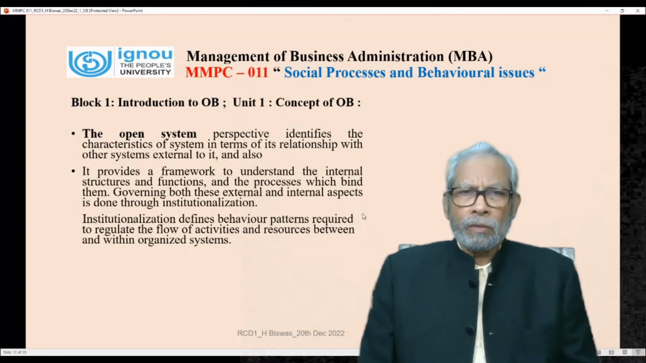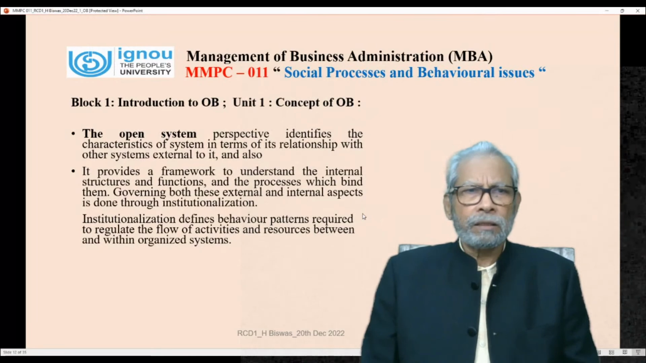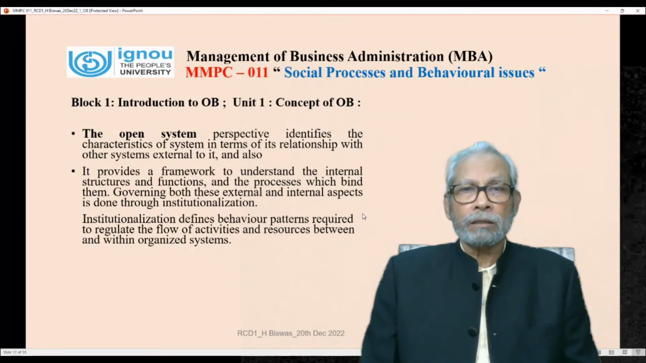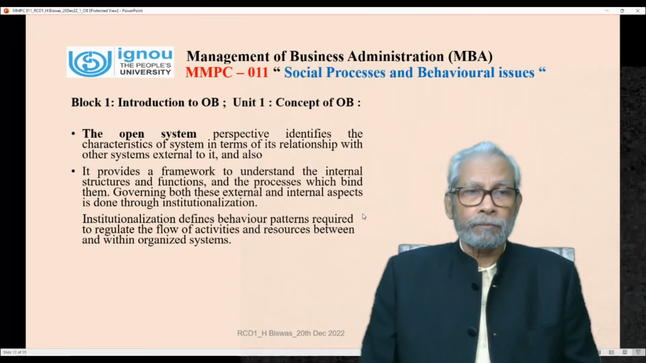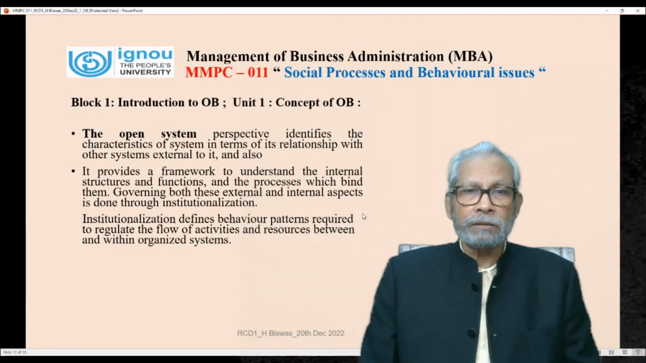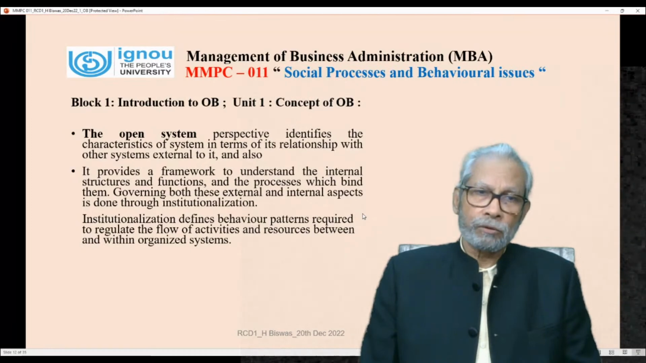Now, the open system perspective identifies the characteristics of a system in terms of its relationship with other systems external to it, and it also provides a framework to understand the internal structures, functions, and processes which bind them. Governing both these external and internal aspects is done through institutionalization. Institutionalization defines behavior patterns required to regulate the flow of activities and resources between and within the organization systems.